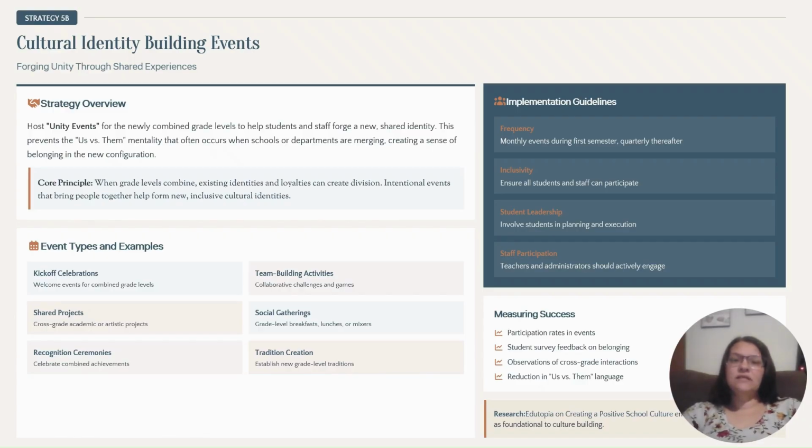How do you know that this is working? Track participation rates. Gather student survey feedback on belonging. Observe cross-grade interactions directly. And watch for the reduction in the us versus them language and conversation. Edutopia research on positive school culture emphasizes that shared experiences are foundational to cultural building. This is where the unity becomes the identity.